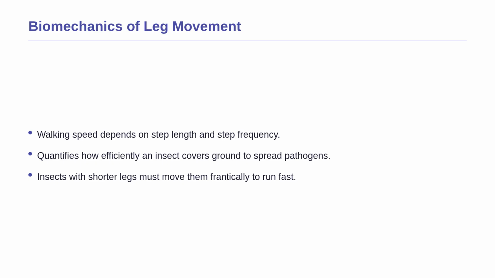Now that we know how leg structure aids transmission, let us look at the basic physics of their movement. To truly understand how an insect uses its legs, we need to measure how fast it can travel to reach a host. The walking or running speed of an insect, like a cockroach, depends entirely on 2 factors: how long its steps are and how fast it takes those steps. By quantifying this, we can determine exactly how efficient an insect is at covering ground. Insects with shorter legs must move them frantically to achieve the same speed as those with longer legs.